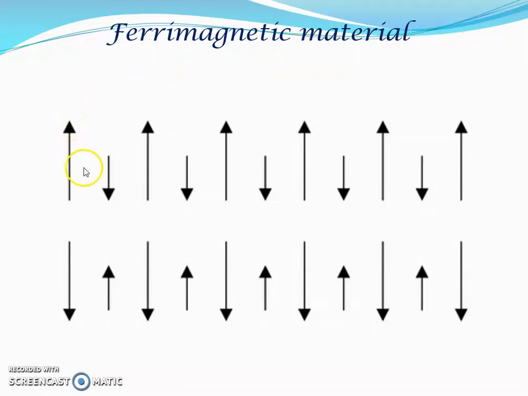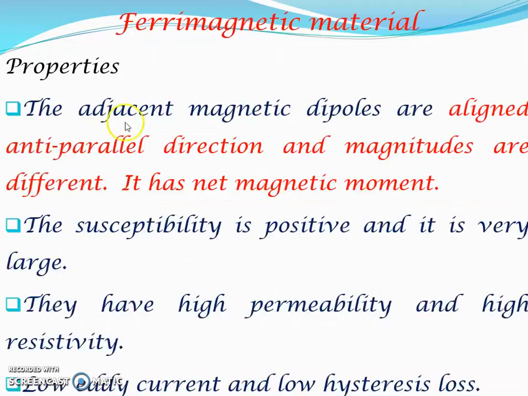If we see the dipole alignment, adjacent dipoles also point in anti-parallel direction, but their magnitudes are different. See here, from here to here we have this, but if we take the adjacent dipole, the magnitude is going to be different from this one. So the properties of ferrimagnetic material include: the adjacent dipole moments are aligned in anti-parallel direction and magnitudes are different.